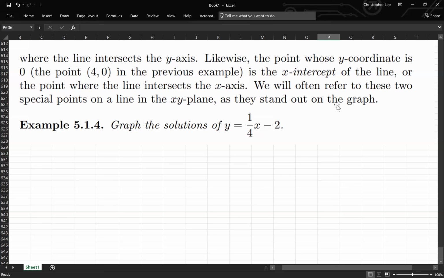All right, let's look at this. The y-intercept is where the line intersects the y-axis. Likewise, the point whose y-coordinate is 0, the point (4, 0) in the previous example, is the x-intercept of the line, or the point where the line intersects the x-axis. We will often refer to these two special points on the line in the xy plane as they stand out on the graph. Let's say we're going to graph this now.